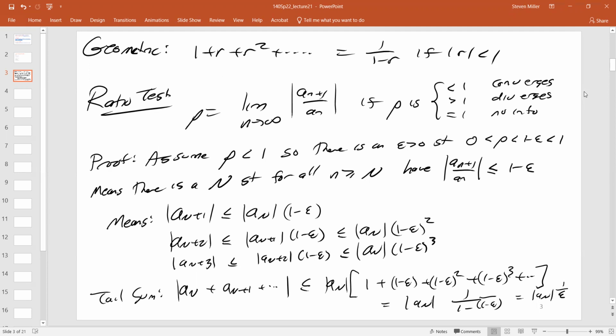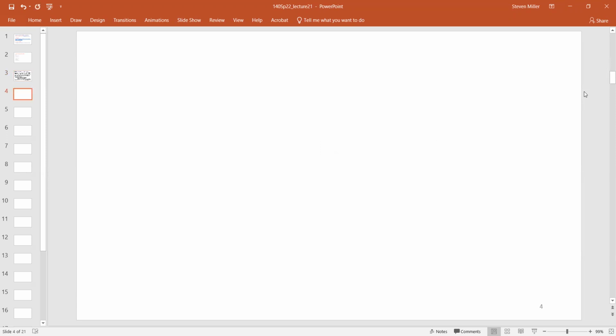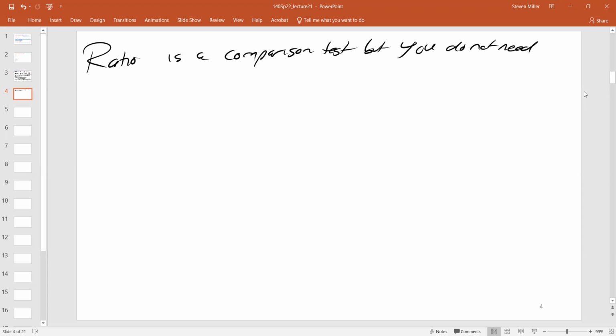If rho is less than 1, so what this says is the ratio test is a comparison test, but you do not need to find the sequence. You don't need to find the sequence to compare. That's the worst part of the comparison test. So rather than finding the sequence to compare, it is going to compare it to a geometric series that converges. All we have to do now is do the algebra.